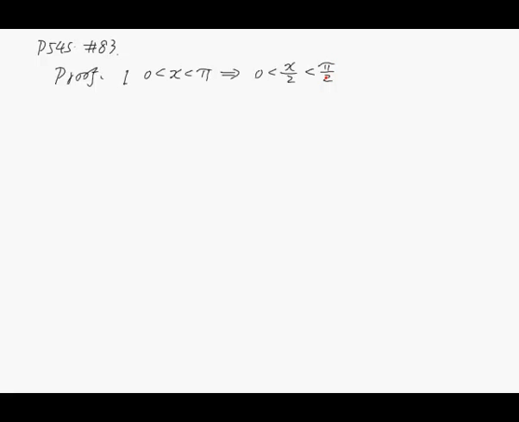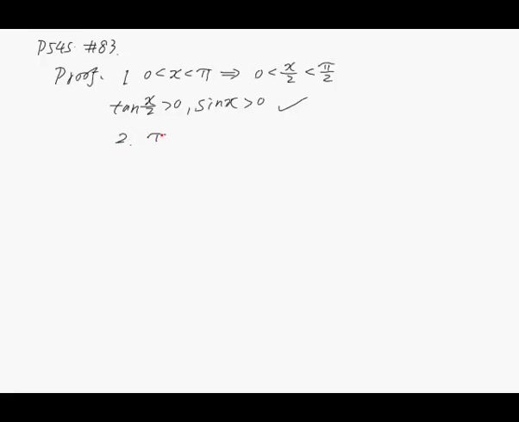So half x is in quadrant 1, right? Then we get the tangent of half x is bigger than 0. And also sine x. We know in quadrant 1 or quadrant 2, sine x is positive, right? So sine x is bigger than 0 too. So in this case, both the tangent half x and the sine x are positive. They have the same sign, okay?